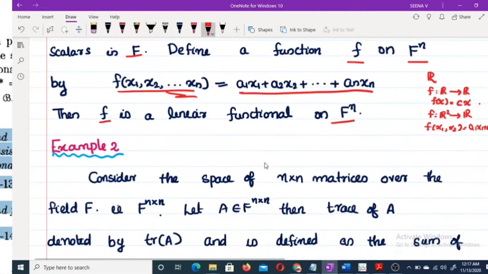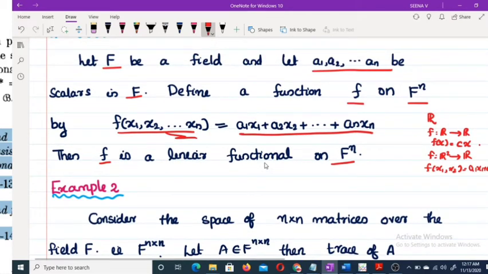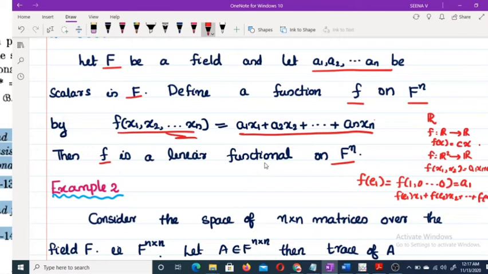Now what is this? f of e1, that is f of (1, 0, 0, etc., 0), is a1. Therefore a1 is f of e1, and you can write f as f of e1 x1 plus f of e2 x2 plus etc. plus f of en xn. Okay, just note that also.